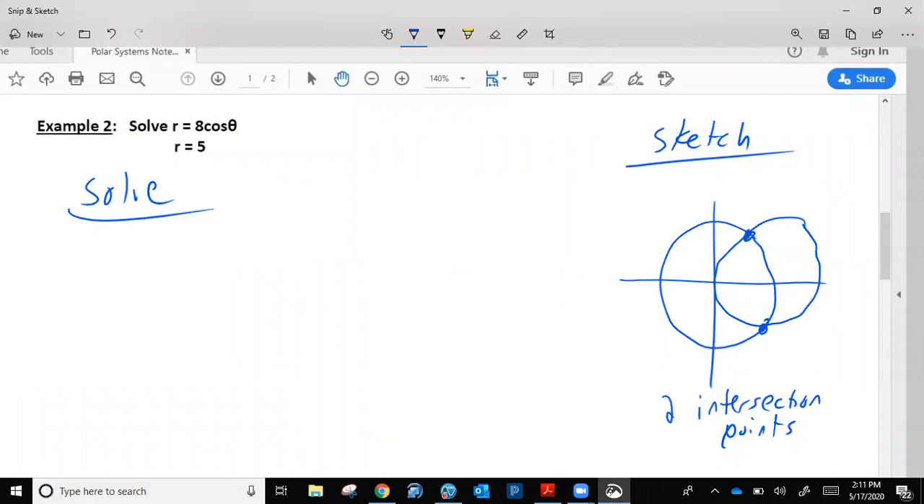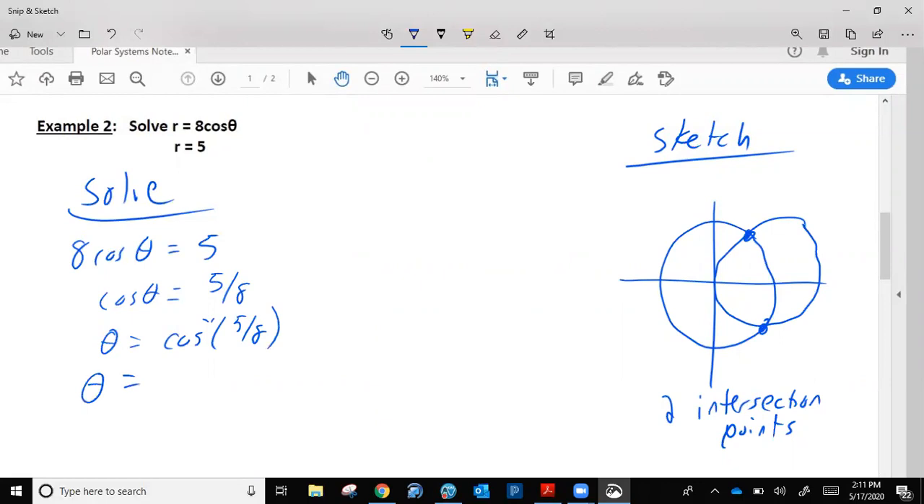Solving this is pretty straightforward. Since each of these equations equals r, the radius, we can set them equal to each other. So 8 cosine of theta equals 5. I want to isolate theta, so I divide by the 8. So cosine theta is 5/8. And then to move cosine, we take the inverse of this.